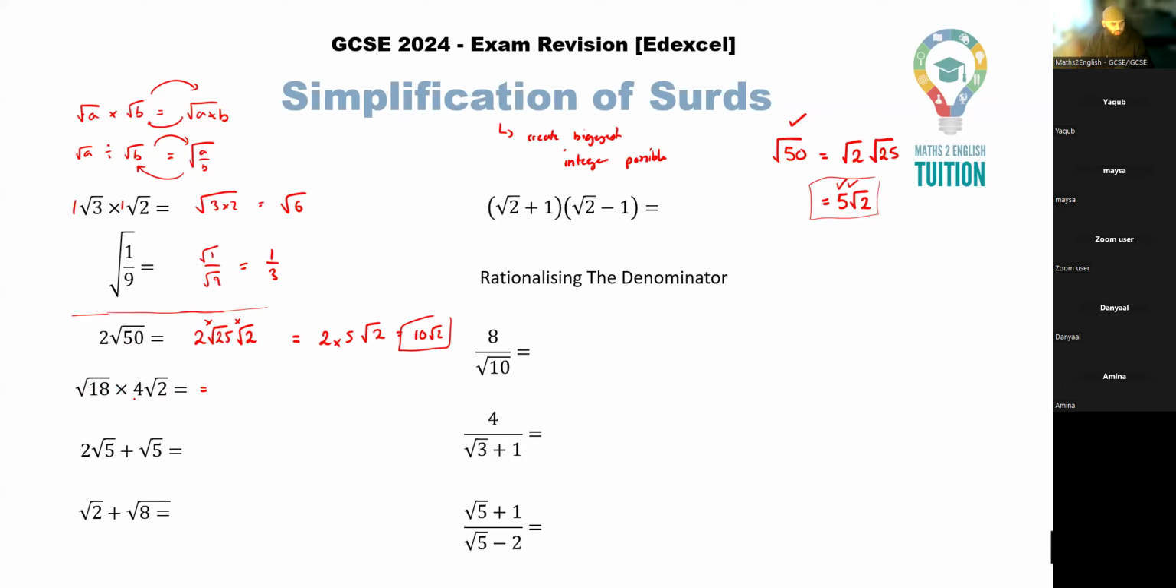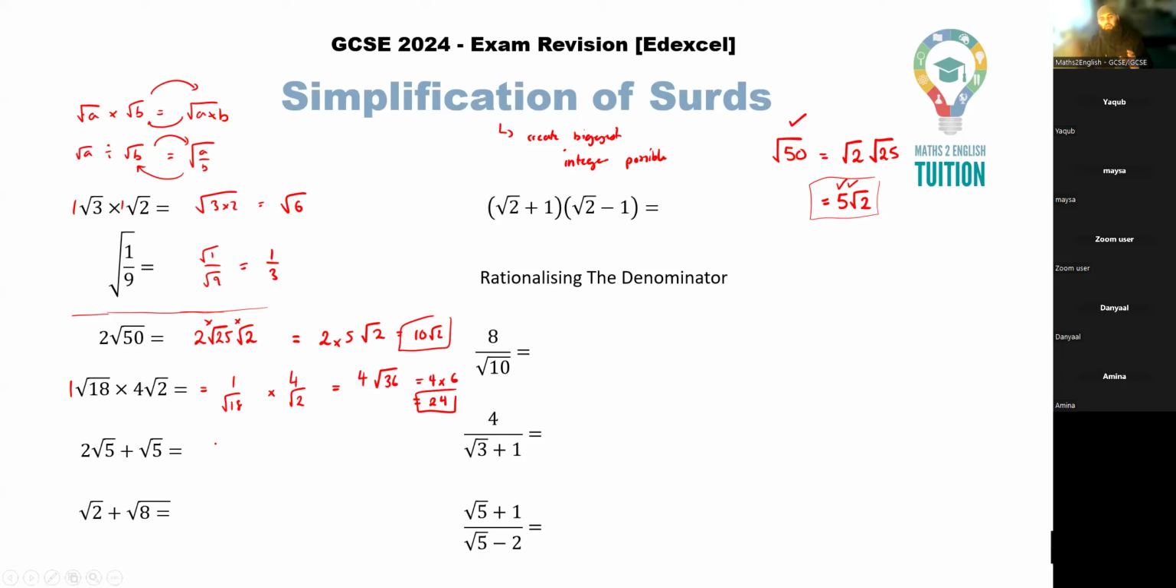So what we can do is, because we've got an imaginary 1, we can treat them as a fraction. So 1 square root 18 times 4 square root 2. We multiply the integers and we multiply the irrational numbers, or the surds. So we're going to get 4 square root 36. Now, square root of 36 gives us 6. So 4 times 6 is going to give us 24. That's our answer over here. Okay, next question over here.